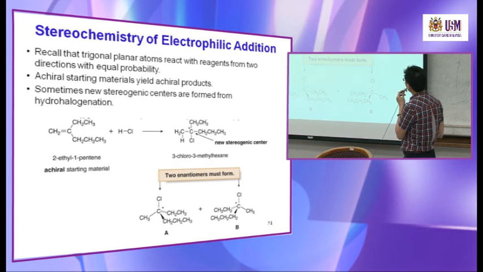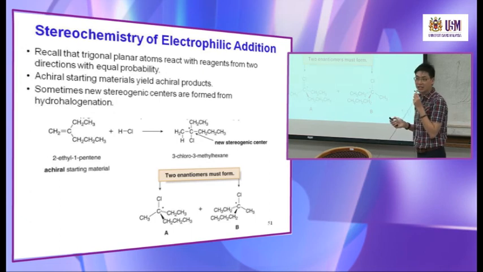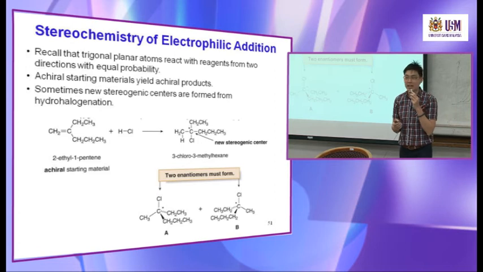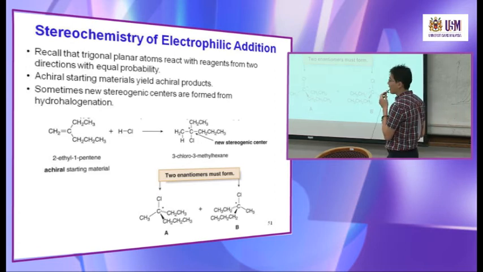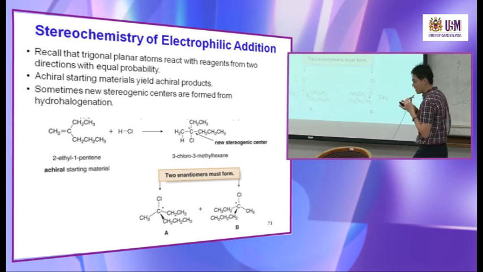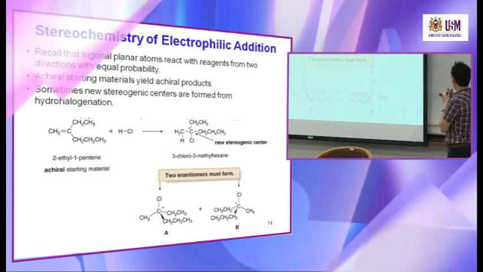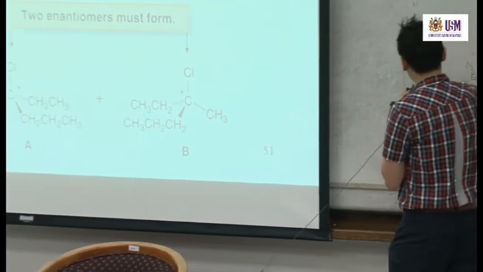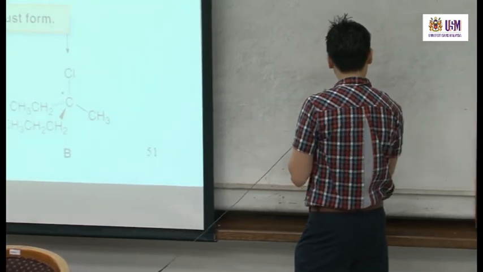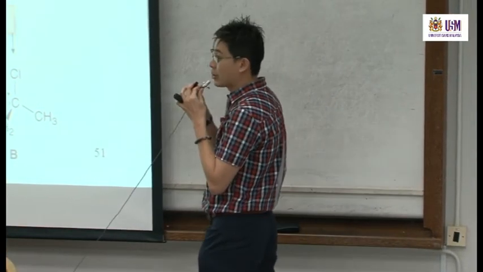Let me think. Let's pay attention here. Oh, no, sorry. This is not a positive charge. This asterisk refers to the stereogenic center. I was thinking this is a carbocation. This is not. The carbocation is here, it doesn't show in the whiteboard.